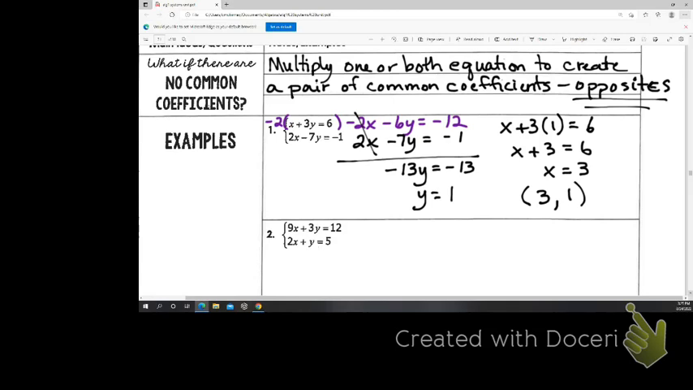It may not be the x that you can eliminate most easily. It might be the y. So in this next problem, 2 doesn't go into 9, so I'm going to look at my y's. 1 does divide into 3, so I'm going to multiply my second line this time by -3. So second line by -3 all the way across. You can pause me and try it on your own, see how you do.